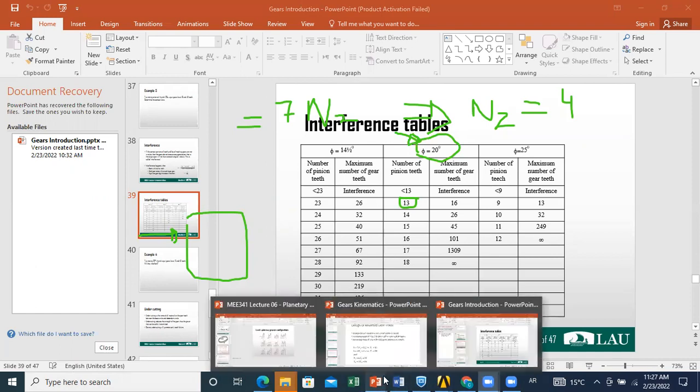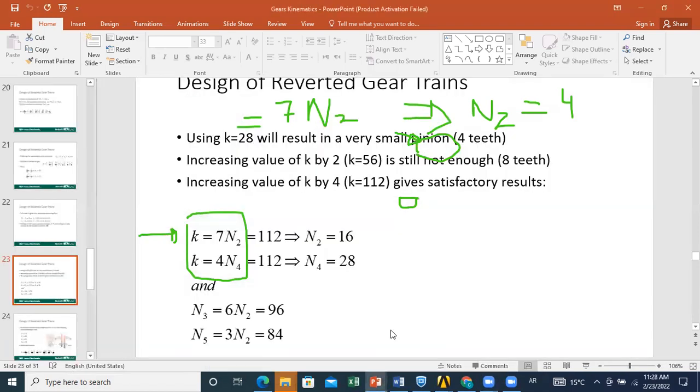Let me try another one. Now I move to the second possibility. What if I multiply k by 2? If I multiply k by 2, the number of teeth of the pinion will be multiplied by 2, which is 8. Still not acceptable. If I multiply k by 3, then I get 12 teeth, also still not acceptable, below 13. So I can directly move to multiply k by 4.